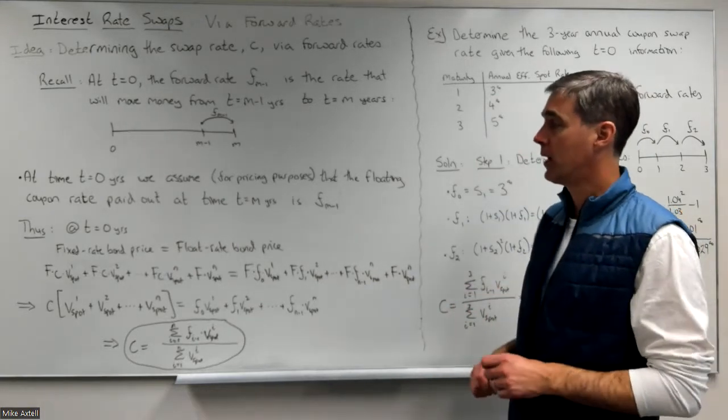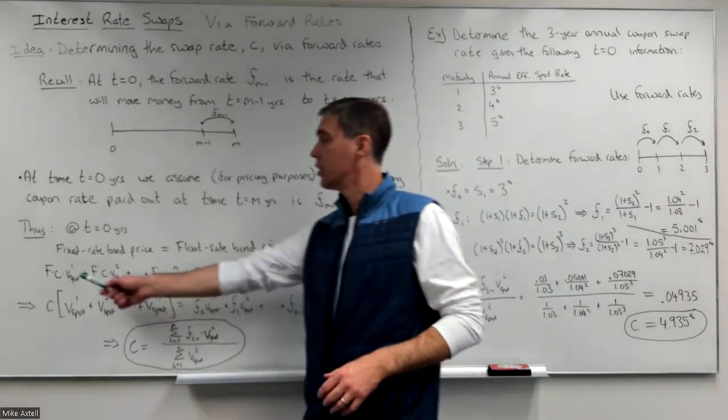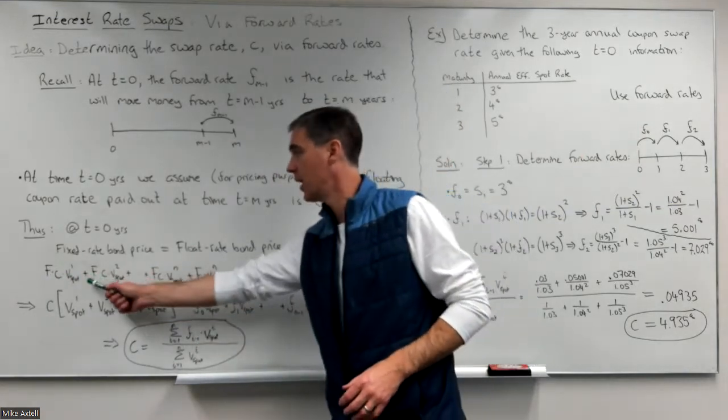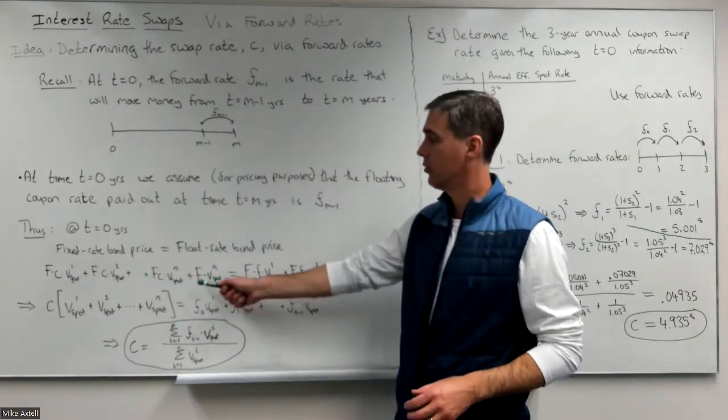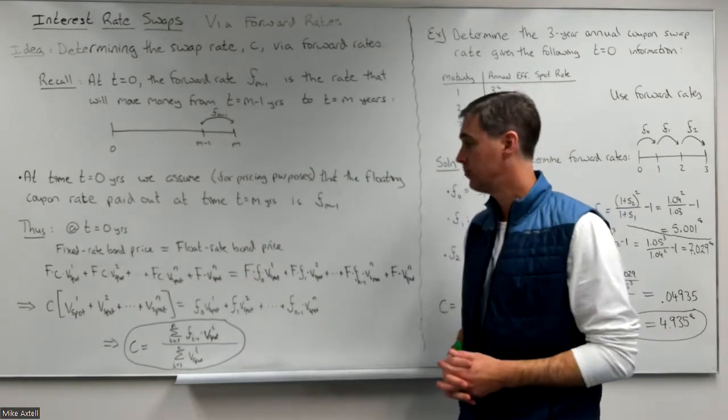The fixed rate bond price is based on the swap rate, which we don't know, but it's C. So each coupon is face value times C. And then I'm just dragging them all back to time 0, including the redemption payment, with the spot rates that we see at time 0.